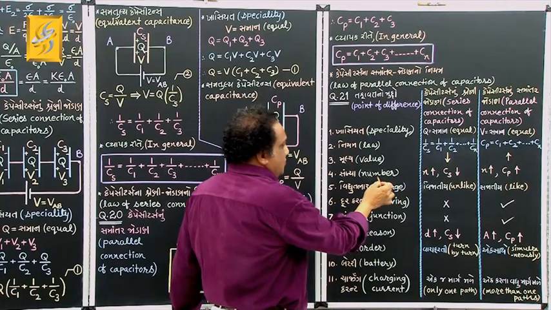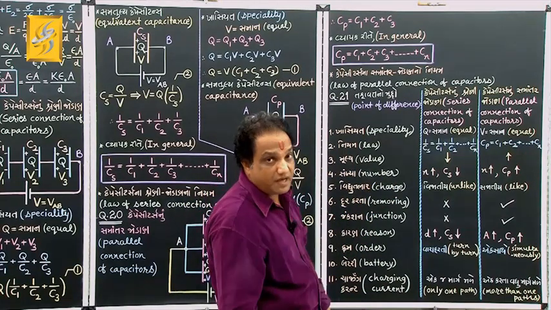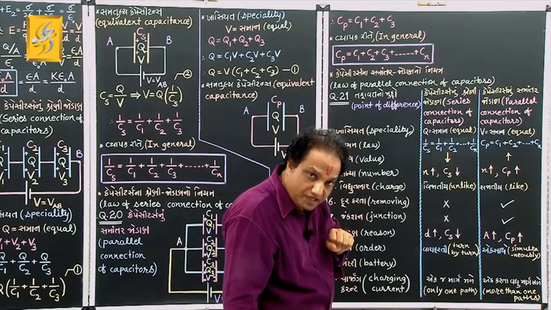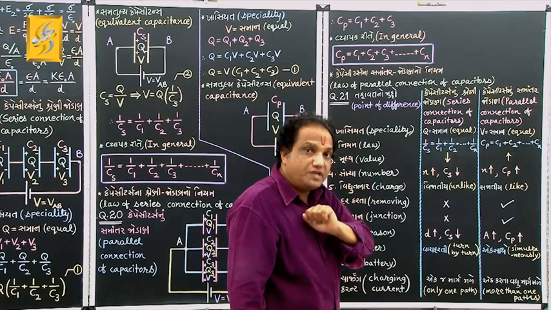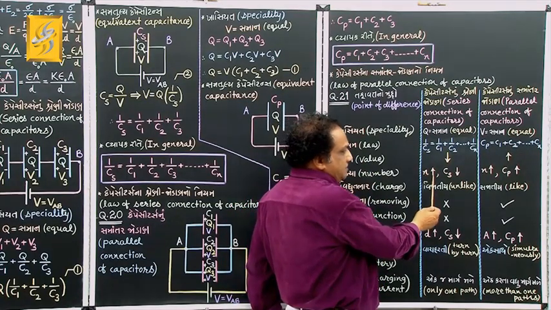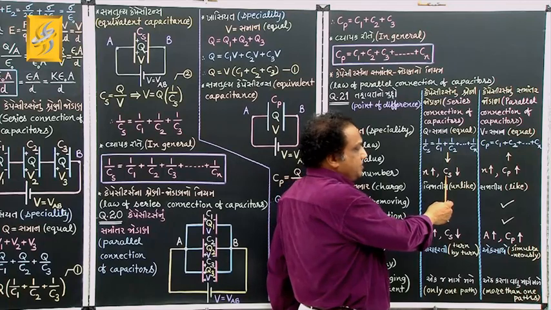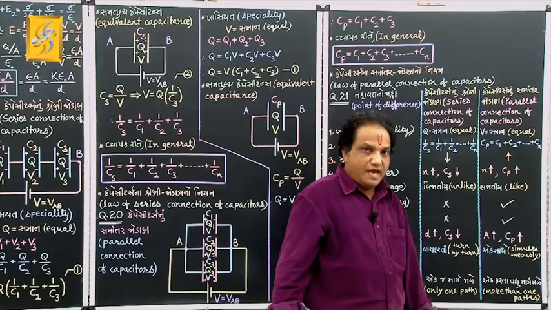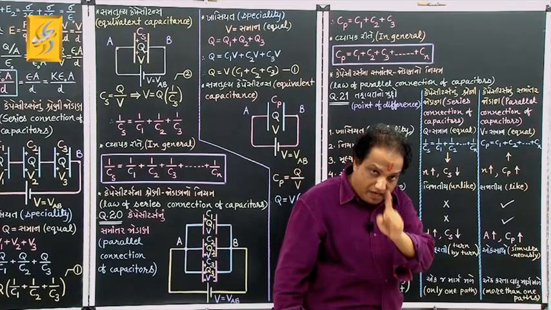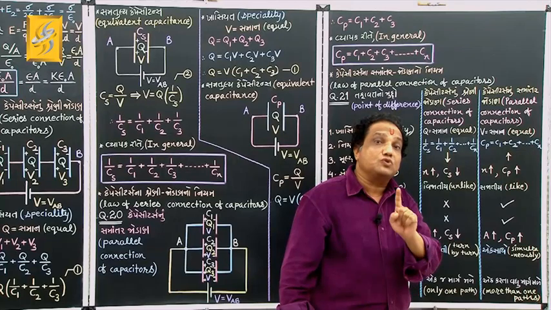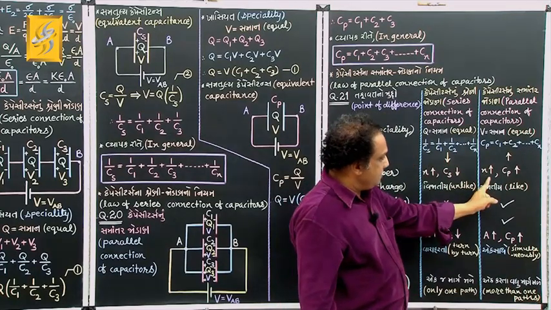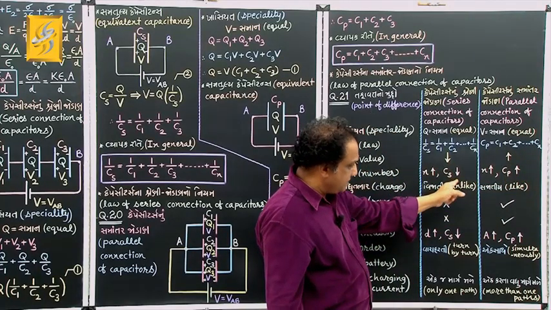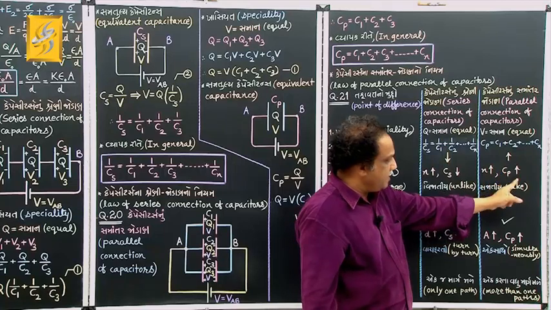What about if you increase the number of capacitors in the connection? In case of series connection, as you go on increasing the number of capacitors, equivalent capacitance goes on decreasing. As number of capacitors is increased, equivalent capacitance for series connection, symbol Cs, goes on decreasing. Here, as number of capacitors is increased in parallel connection, equivalent capacitance goes on increasing. N increases, Cp also increases. Here N increases, Cs decreases, but here N increases, Cp increases.